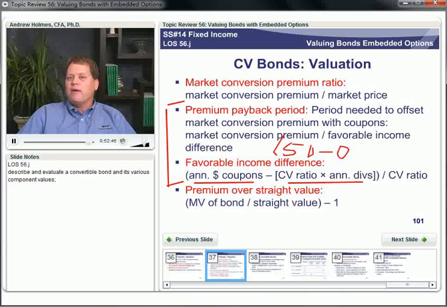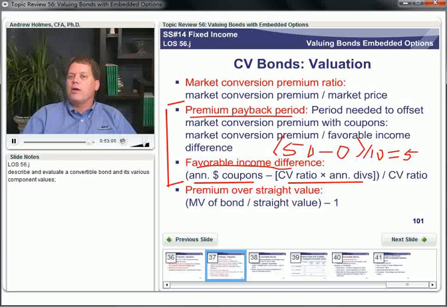And then we divide that by 10, and that's going to equal $5 per share. So holding the bond is like holding the stock and getting a $5 dividend. That's the favorable income difference. Then the question is, given that $10 premium, how long does it take us to get paid back?